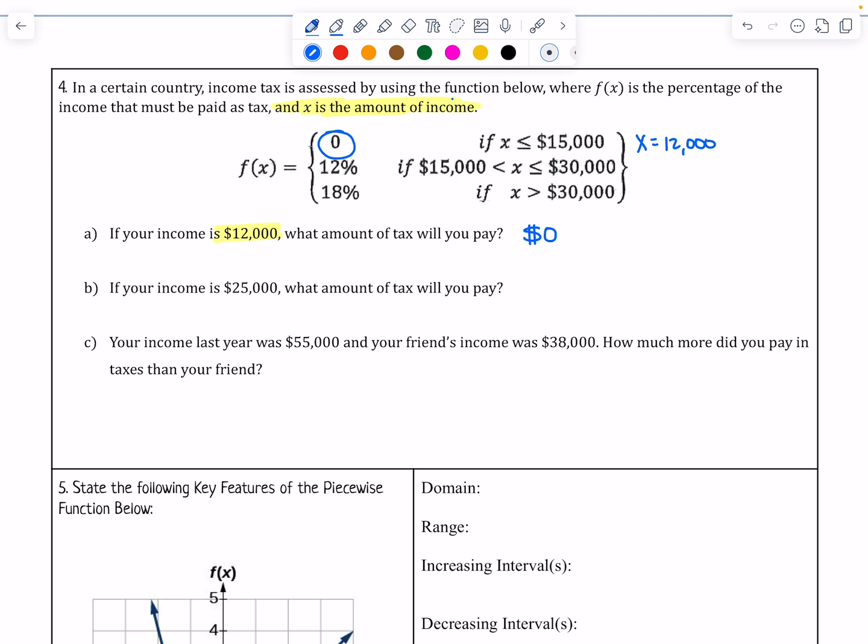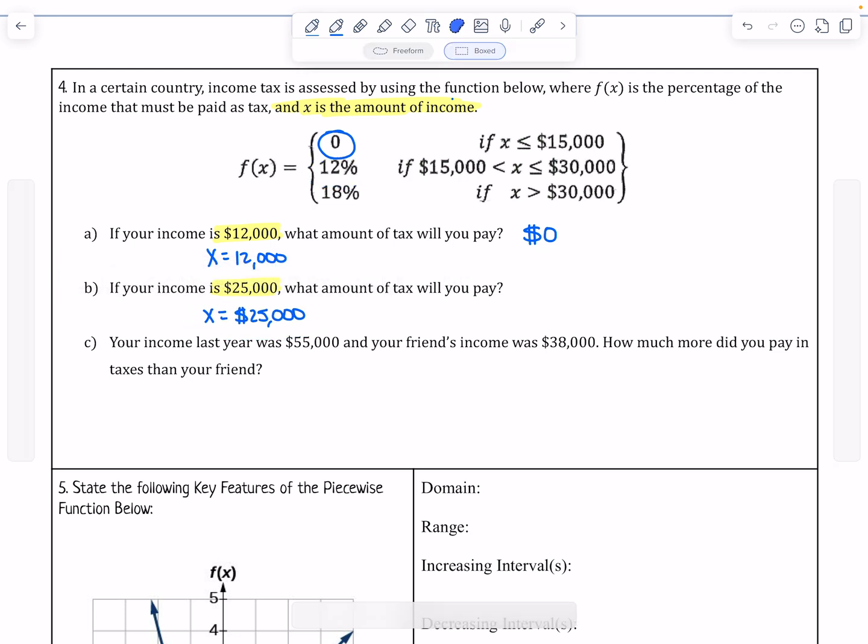The next question B says if your income is 25,000, so using the same thing we did for part A, now we're just looking at x equals 25,000. So let's move this back over to part A and let's examine part B. So part B says 25,000, so the first one would not be big enough, but the second one would fit because 25,000 is between 15 and 30,000. So if it goes in the second one, it looks like I would pay 12% of 25,000.